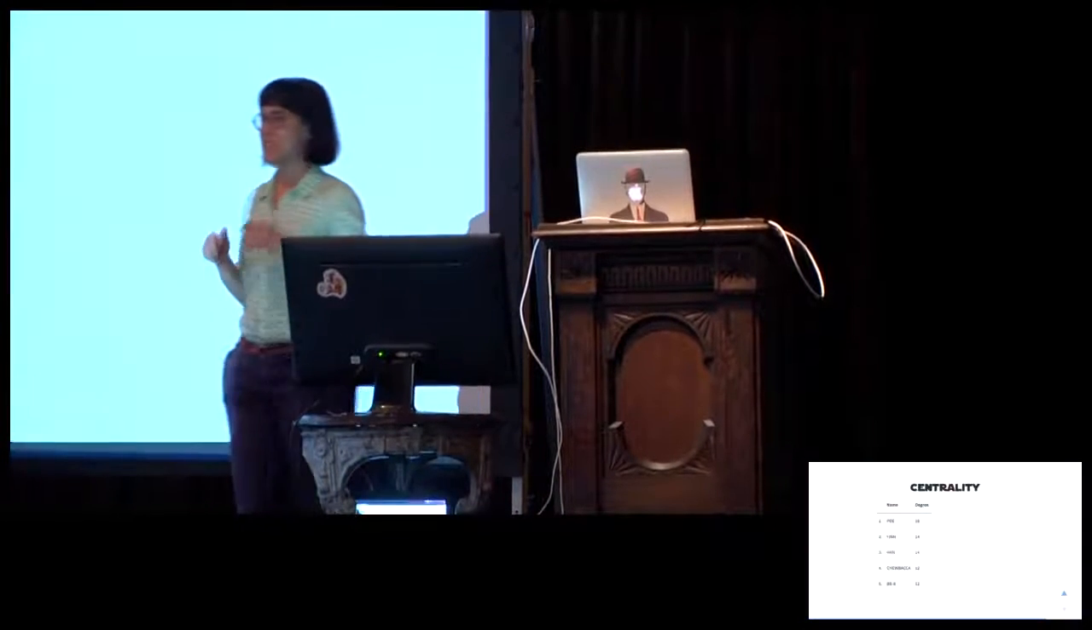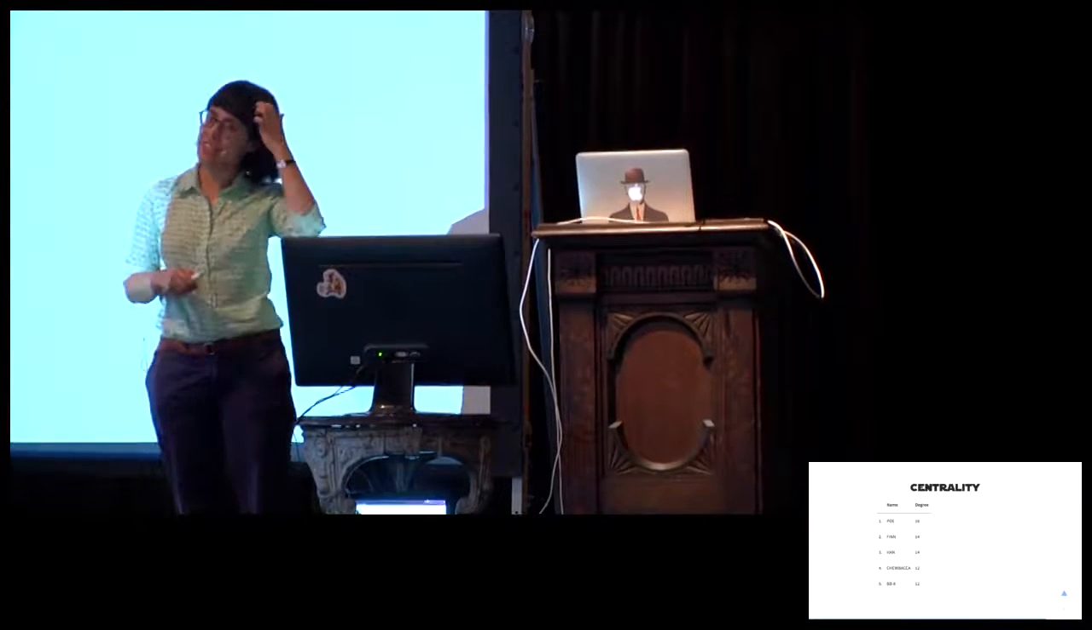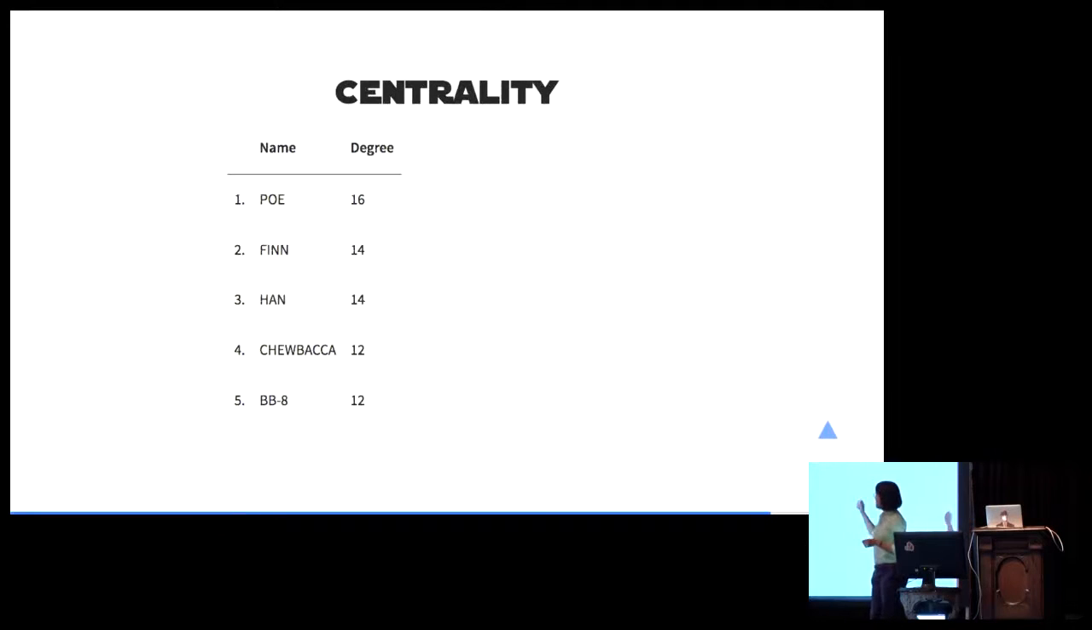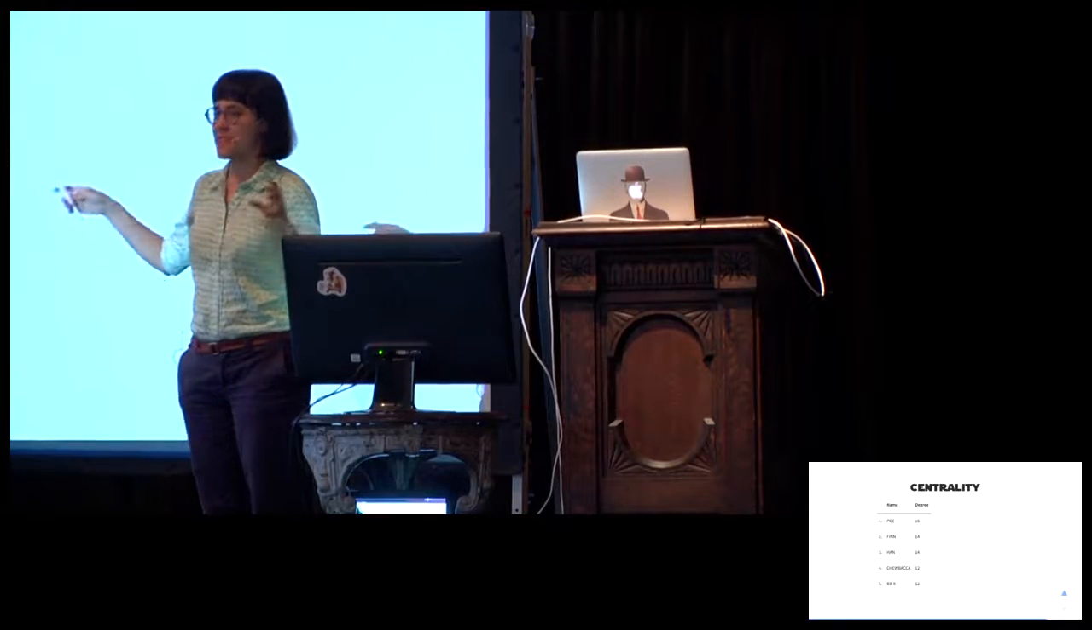For example, for episode 7, if I look at just the degree, that means the number of connections in the network, the most important person is Poe Dameron, which is the resistance pilot. The second is Finn, etc. And for BB-8, that's an approximate number, because BB-8 doesn't actually speak.